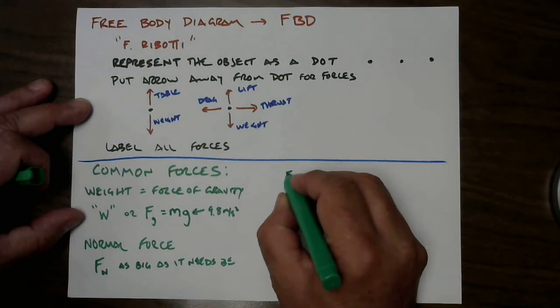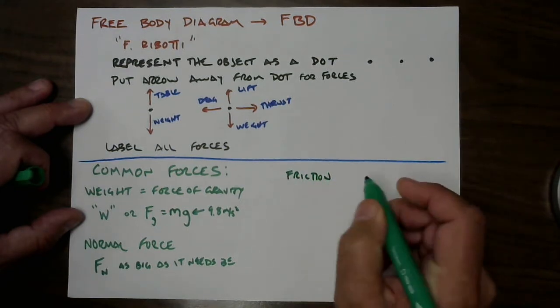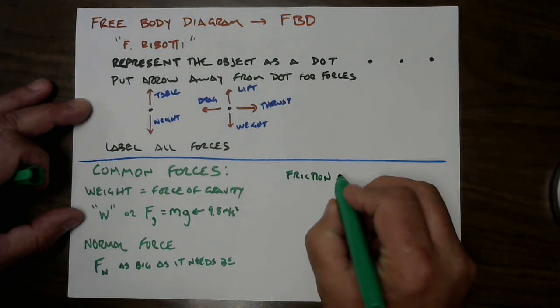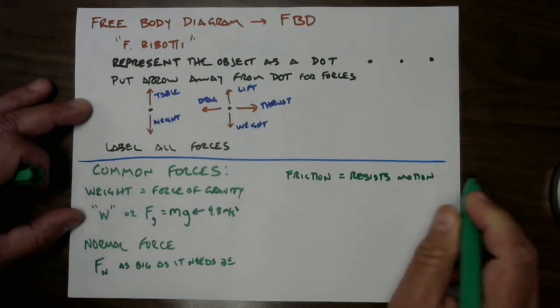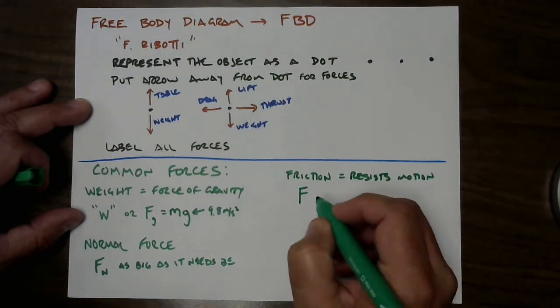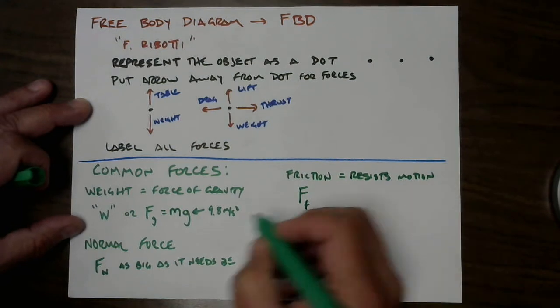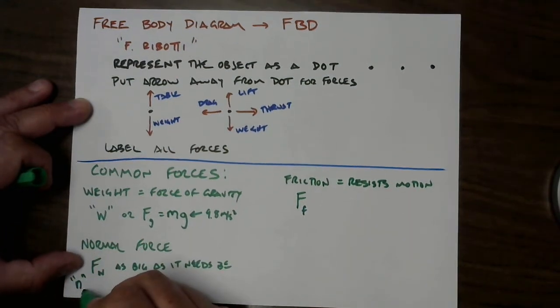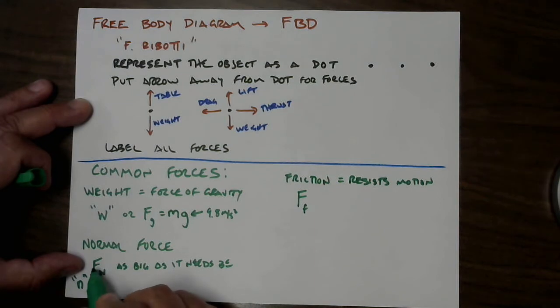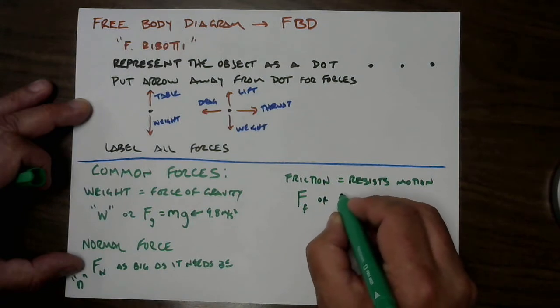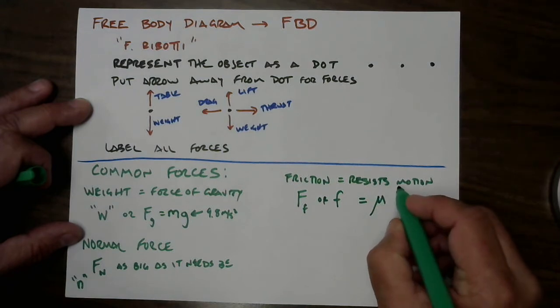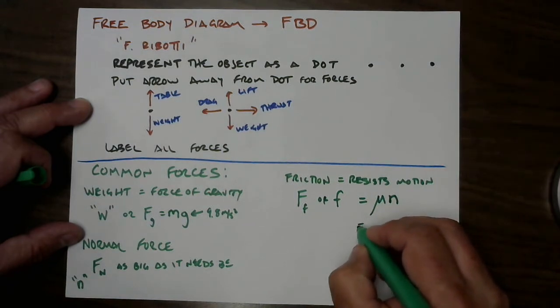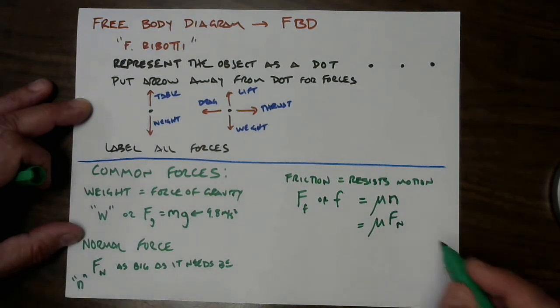Another common force is the force of friction. Friction is a force that resists motion. I think we all have experience with friction, and the force of friction can be abbreviated with a capital F. By the way, normal force, you could just do a letter N. That's what the AP kids will do. For the college prep kids, let's do capital F with a small subscript N. And friction is equal to a coefficient times the normal force, depending on which class you're in.